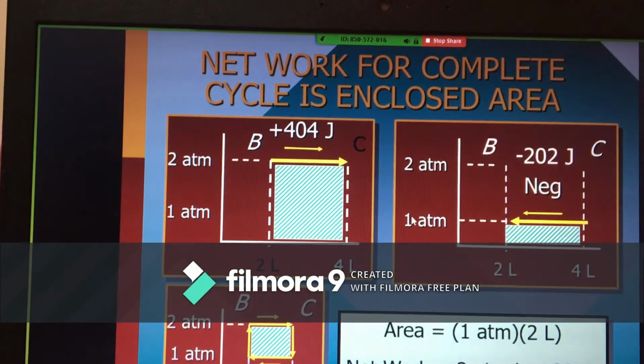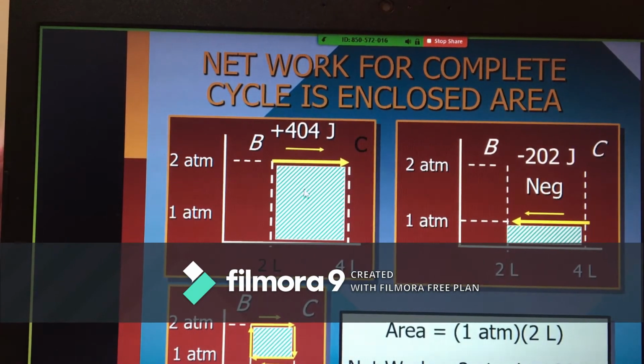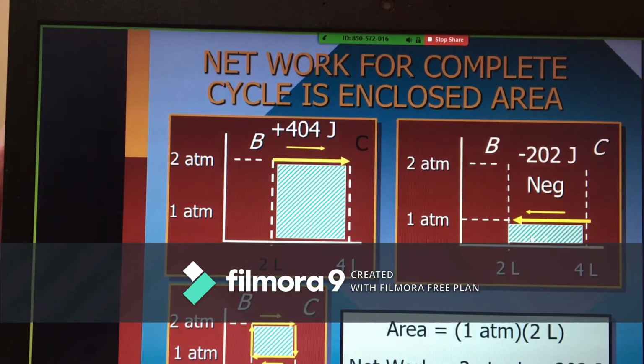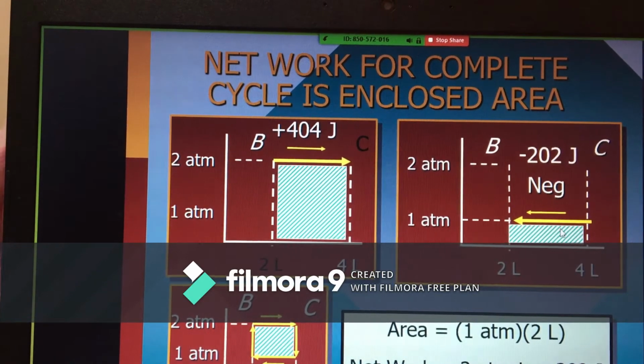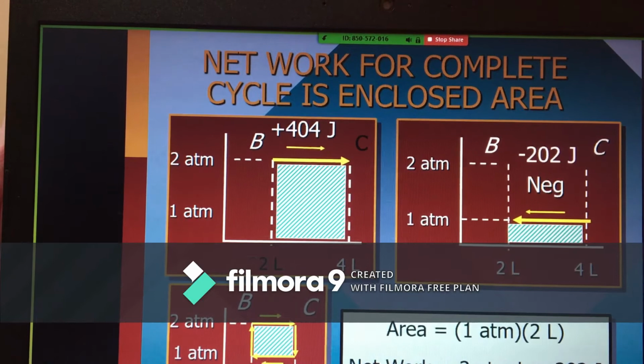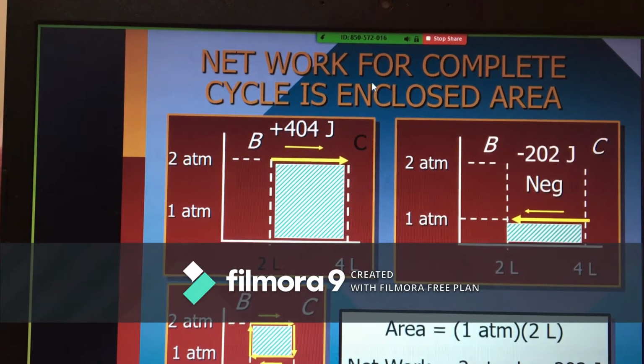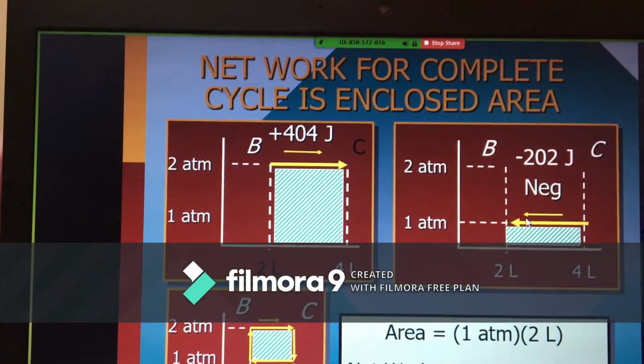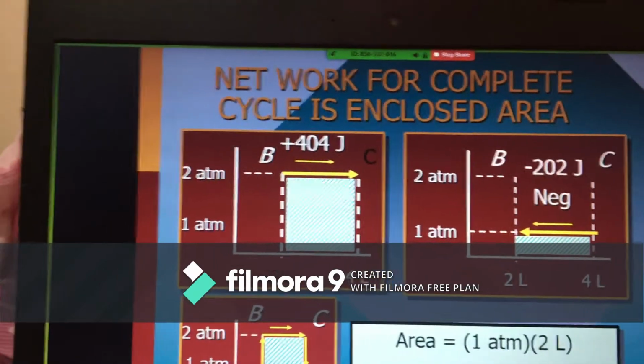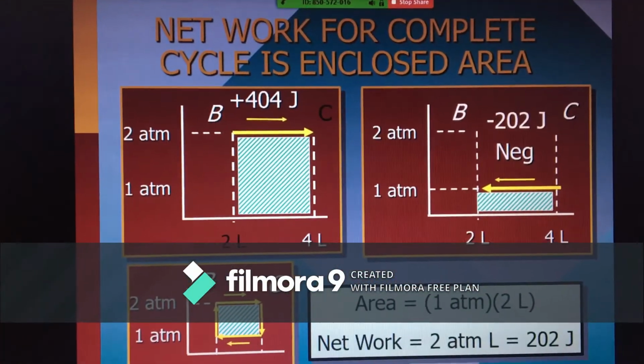So from the whole thing, kinuha mo yung nasa taas na bandang, anong natira? Ito yon. Ito yung net. So tinatawag natin net work for a complete cycle. Okay? So I hope you understand this. Now let's proceed to the next part.